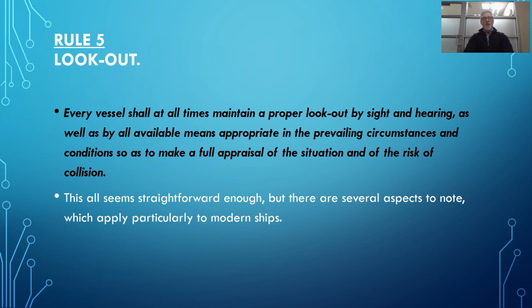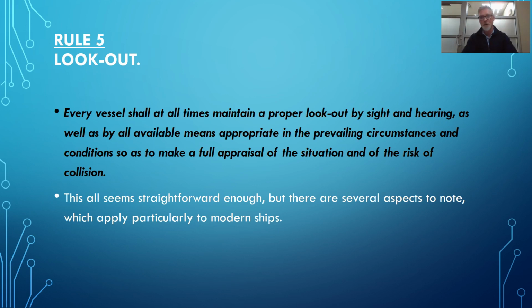So Rule 5, lookout. This rule is very important and very straightforward because if you are not looking out or doing a proper lookout, you'll never identify that there is a risk of collision and you'll never be able to use any of the other rules that you've learned. So it starts here by first looking out and identifying that there is a possible risk of collision. The rule states: every vessel shall at all times maintain a proper lookout by sight and hearing as well as by all available means appropriate in the prevailing circumstances and conditions so as to make a full appraisal of the situation and risk of collision.